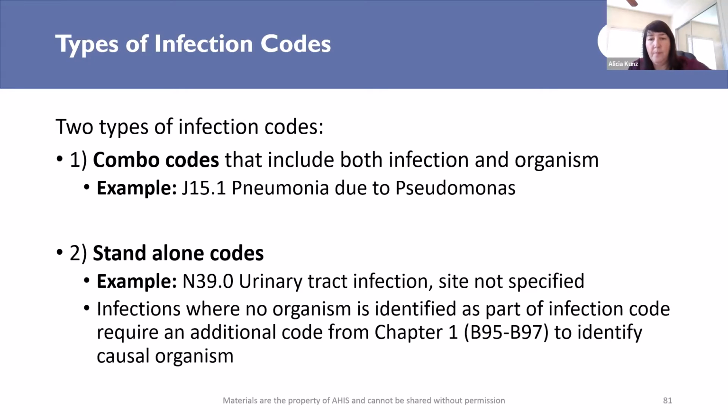Maybe we don't have the lab. If we don't have the information though, and we're using an unspecified code for the causal organism, we don't have anything, and we don't have documentation, well, at least we've done our due diligence. We've looked to see if there is that documentation. So just keep this in mind. If we have the documentation to tell us what the organism is, if there is an existing combo code that includes the infection plus the organism, use that. If not, if it's a standalone code, then you will need a secondary code from section B95 to B97 to identify what the causal organism is.